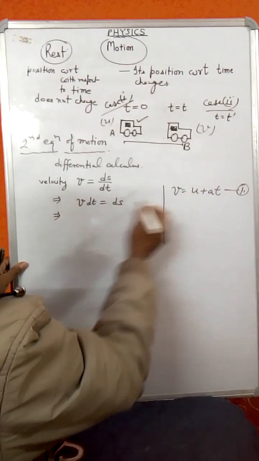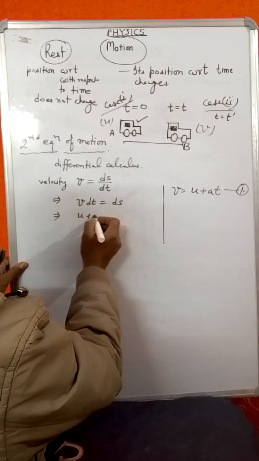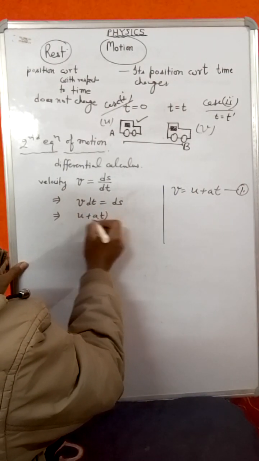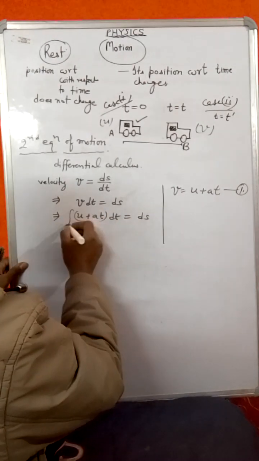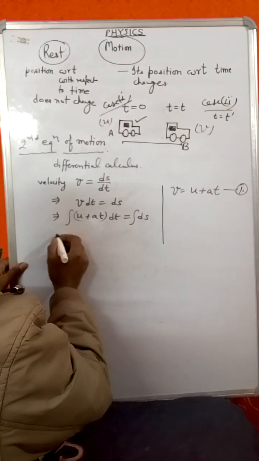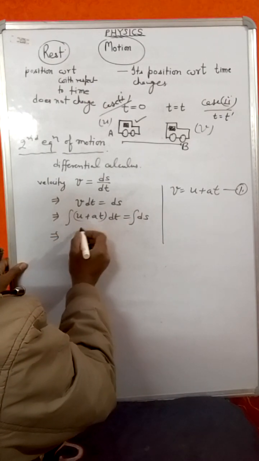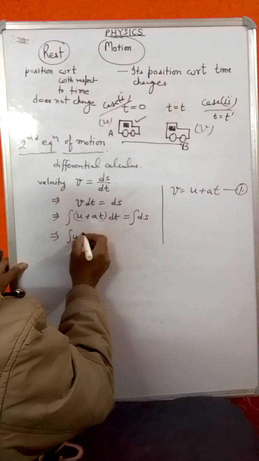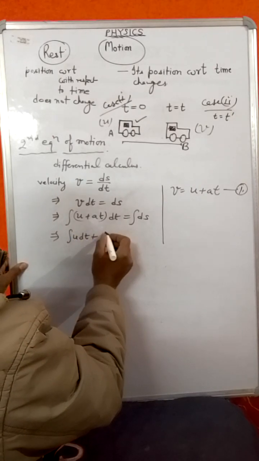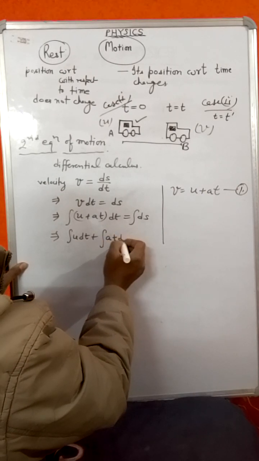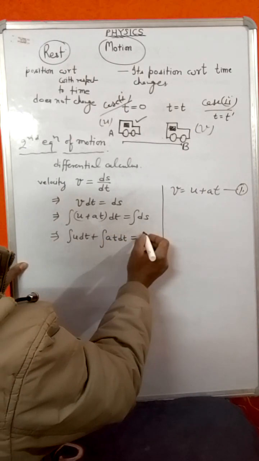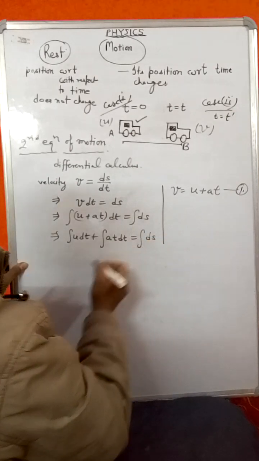Now here what we can replace? We can replace v is equal to u plus at from the first equation of motion, which is equal to ds, and then we can put an integral sign over here. Now we will be getting integral u dt plus integral at dt, which is equal to integral ds.